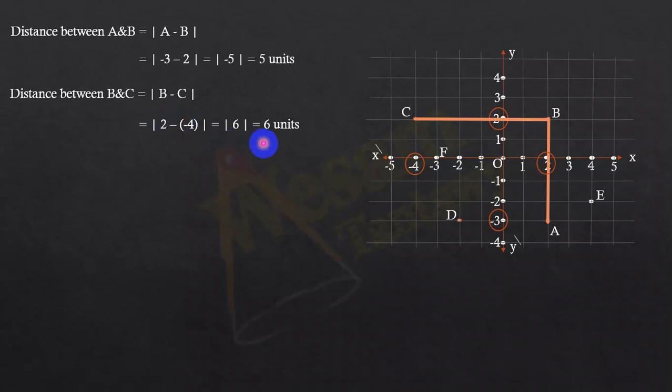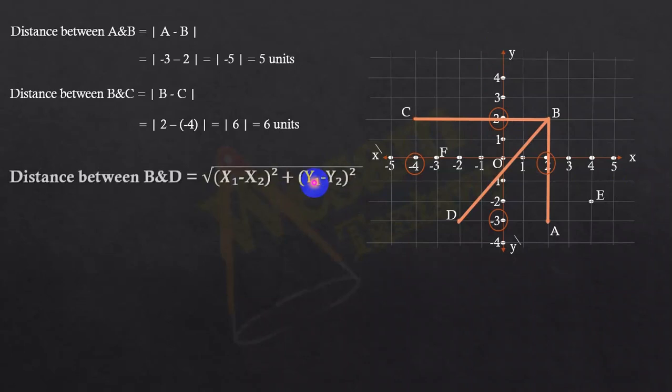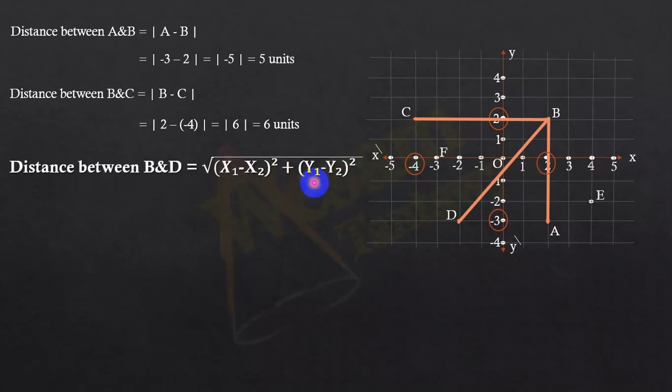Okay, the third way. If we want to find the distance between the 2 points B and D, let's draw a line between them. We notice that BD is not parallel to the x-axis or to the y-axis. Then we need to use a third rule, which we should memorize. The distance between the 2 points B and D is the square root of (x1 minus x2) squared plus (y1 minus y2) squared. What is x1, x2, y1, y2?